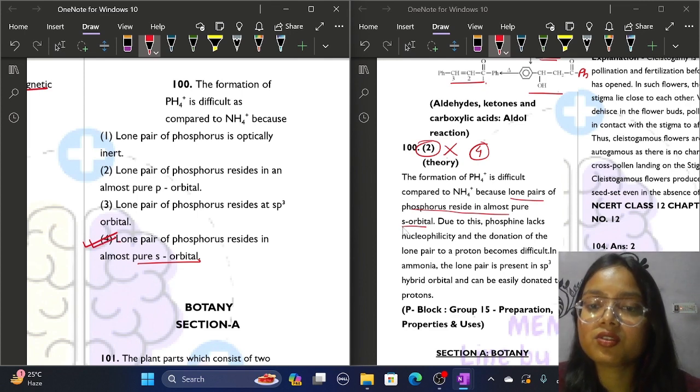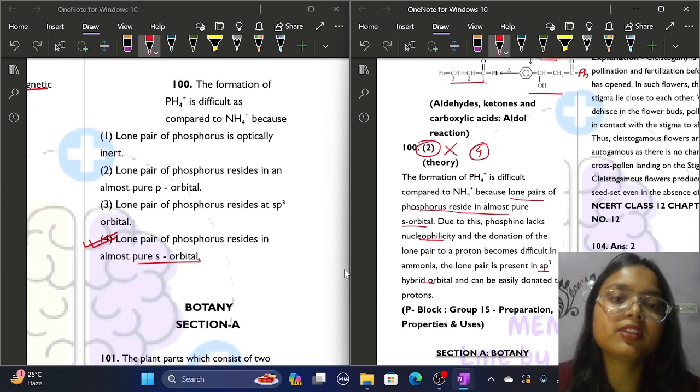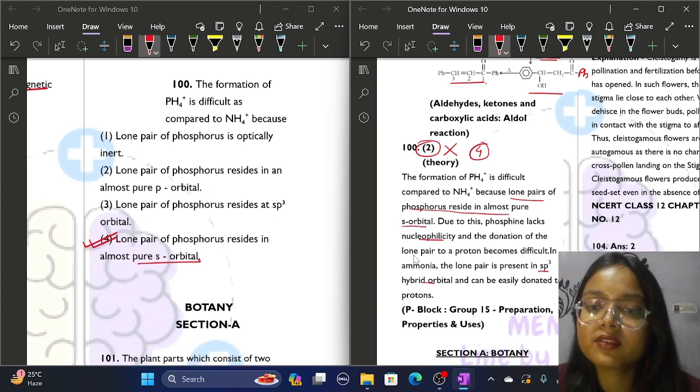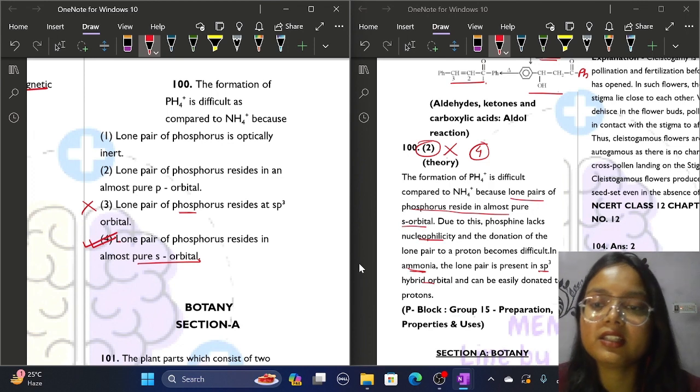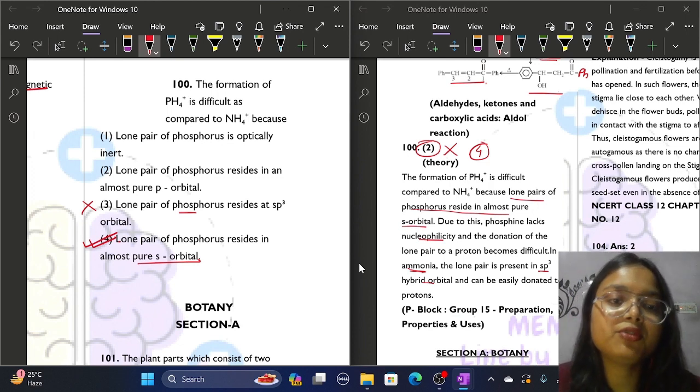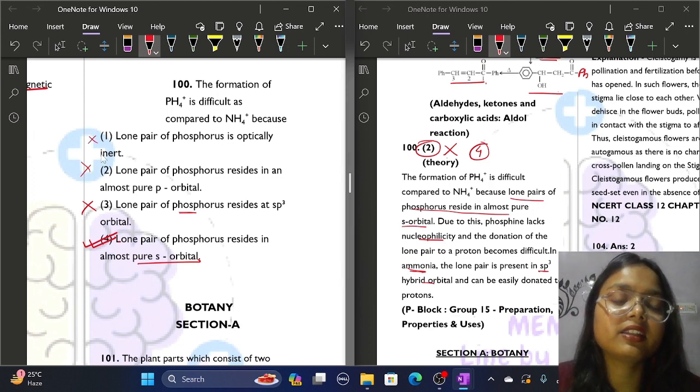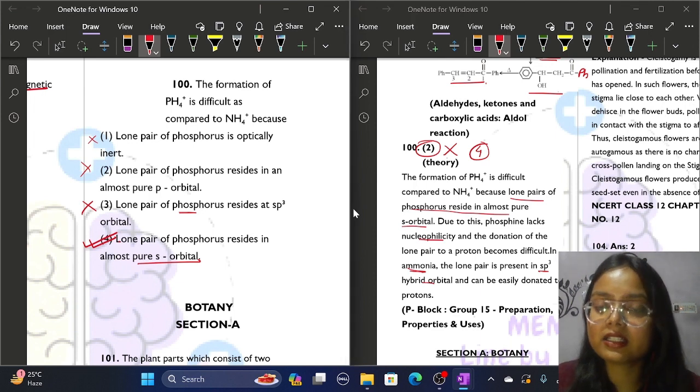Okay. So due to this, what happens? The phosphine lacks nucleophilicity, and the donation of the lone pair to protons becomes difficult. So in ammonia, the lone pair is present in sp3 orbitals, and here it is phosphorus. So this option will be incorrect, and the lone pair can be easily donated to protons. So the other three are incorrect, and option 4 will be the correct answer. Okay. So thank you.